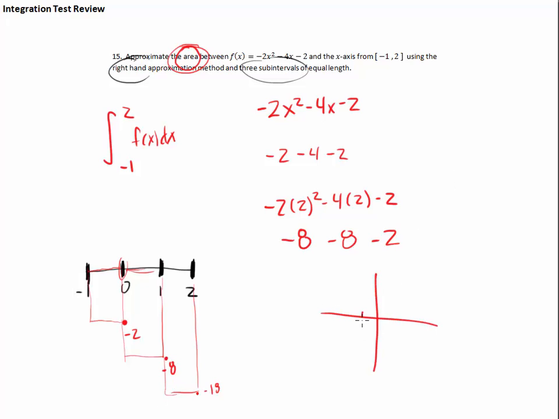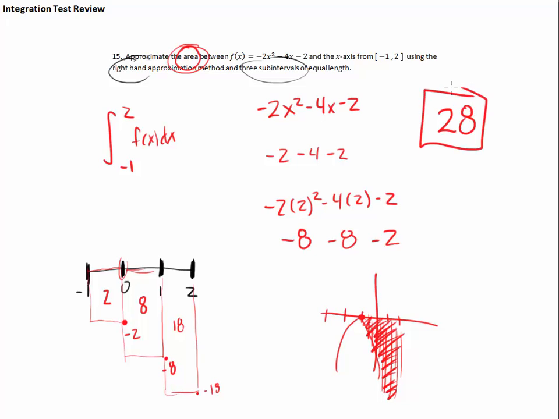In fact, this graph, in case you're curious, here's negative 1. Your graph looks like this. So here's 2 over here. So we're approximating this area, and yes, it is below the x-axis. If I was doing the actual integral, it would be a negative value. But since I'm just trying to figure out the area of this shape, area is always positive, so I don't even care that these are negative. So 2 times 1 is 2, 8 times 1 is 8, and 18 times 1 is 18, so our answer would be 28. That is the approximation for the area between the x-axis and our function.